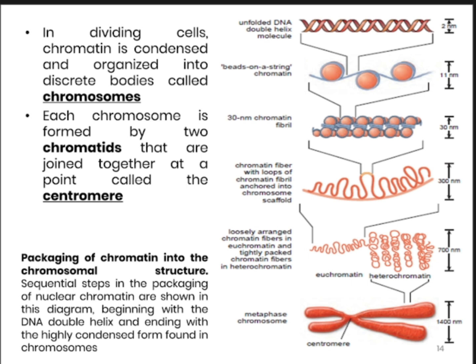Next, we have here your chromatin condensation. In dividing cells, chromatin becomes condensed and organized into discrete structures, which again are called your chromosomes. Each chromosome is composed of two sister chromatids, and we also have a centromere. The two chromatids are joined together by what we call a centromere, which is a central region of the chromosome.